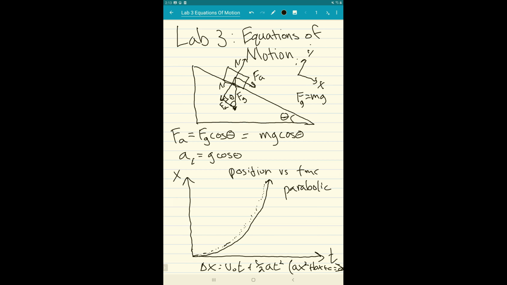Now what's happening here is that your position is increasing, and the rate at which your position is increasing over time is increasing because it's accelerating down the track, right? Which means its velocity is continually increasing.